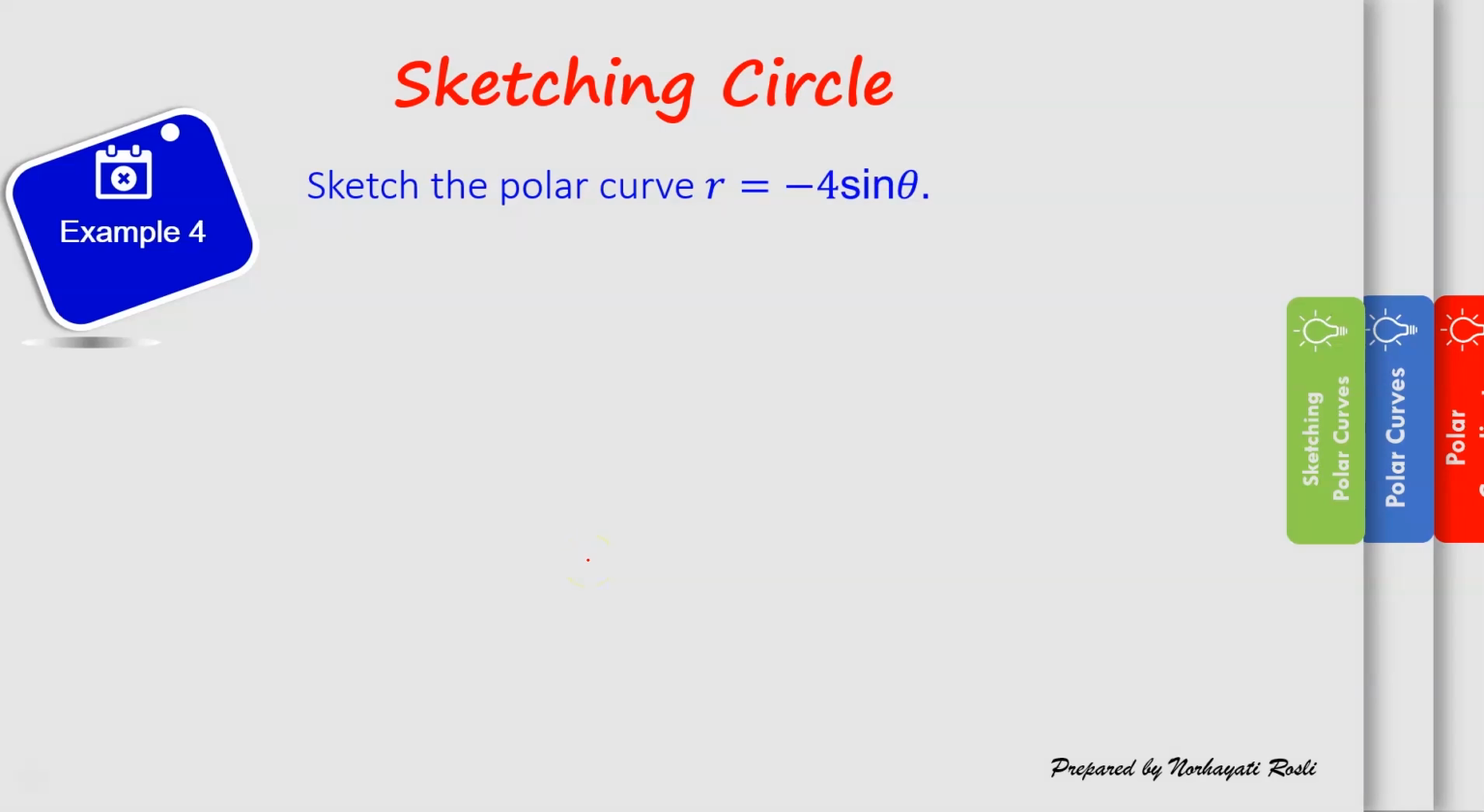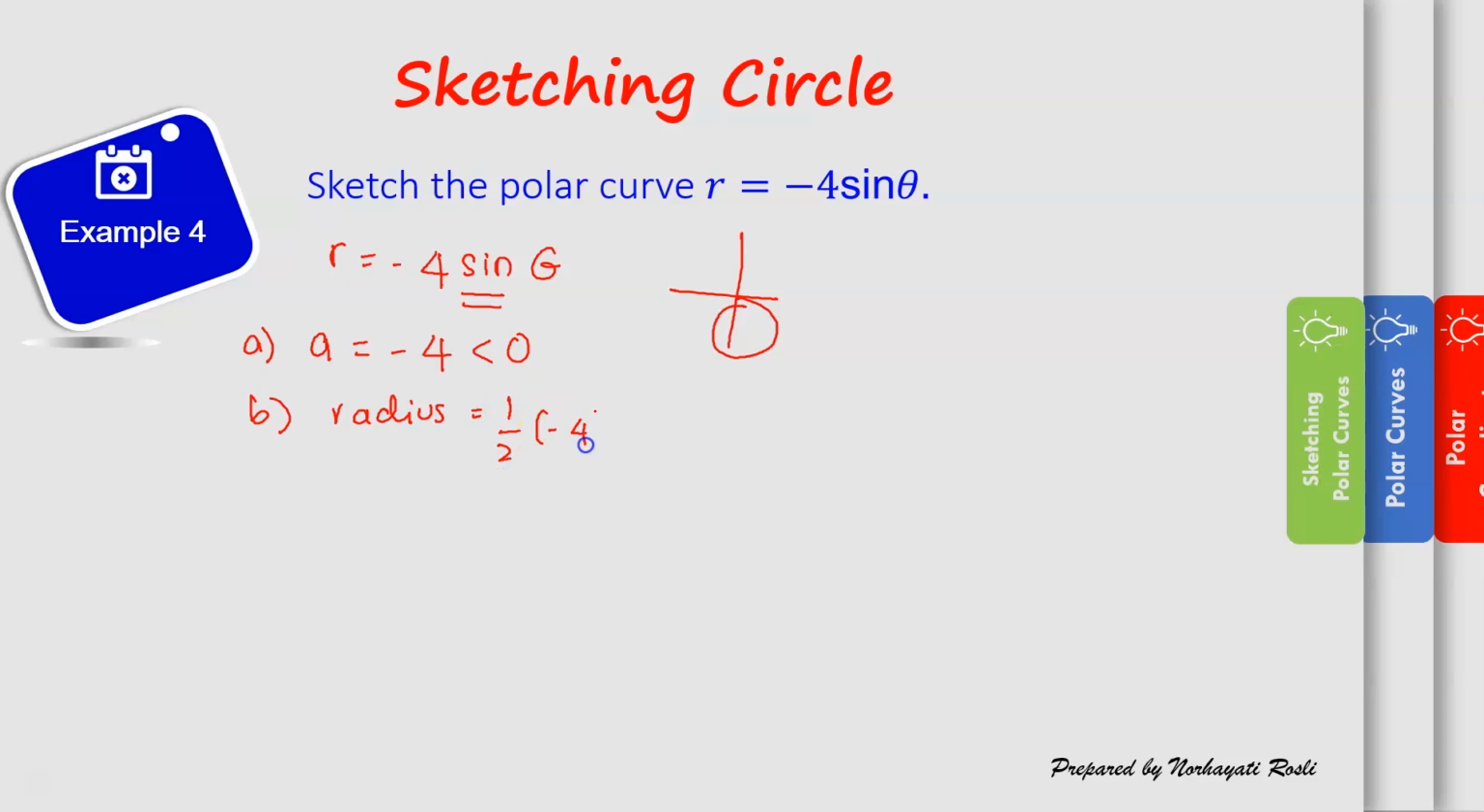Then we go to example 4. The question asks us to sketch the polar curve r equal to -4 sine theta. Now the difference here is that we have a negative function. So we have r equal to -4 sine theta. And we know that this is sine theta, which means that our circle should be on the negative y-axis because here it is -4. Here our a is equal to -4, which is less than 0. And then our radius will be equal to 1 over 2 times -4, which is -2. But because it is a distance, it should be in absolute value, so it is 2.